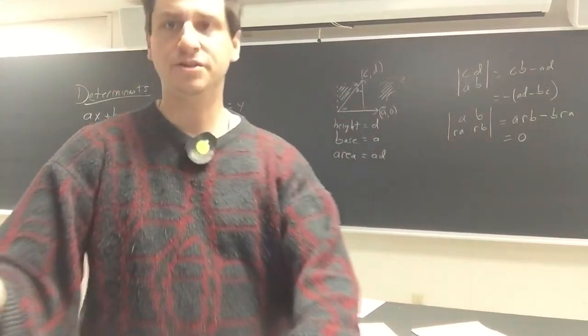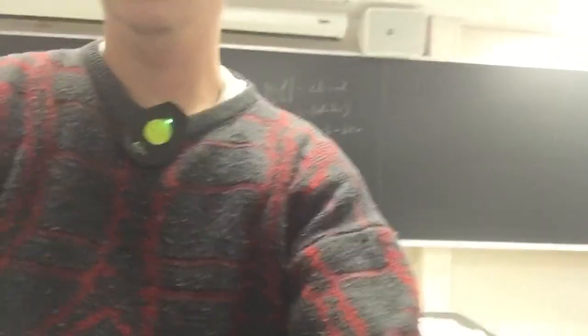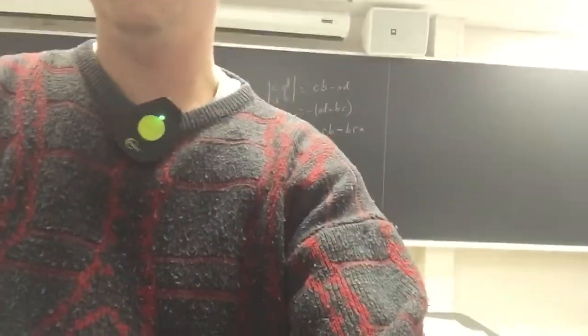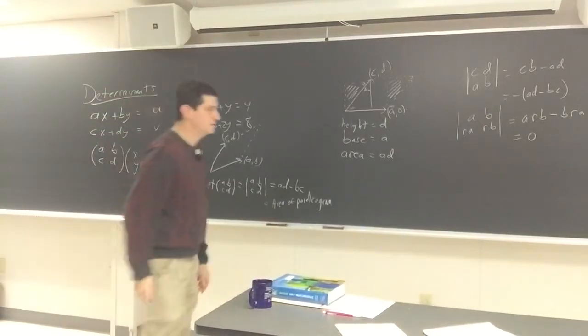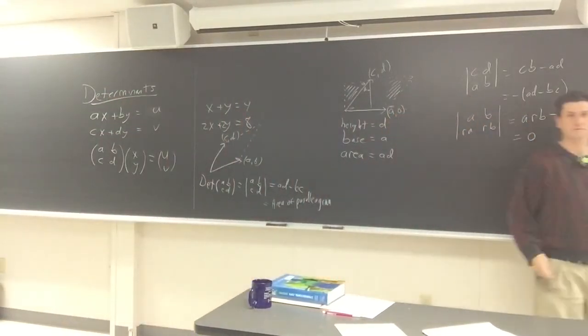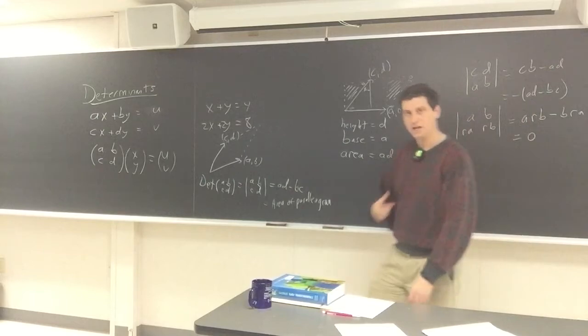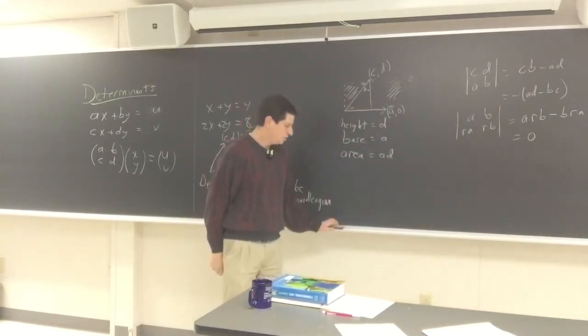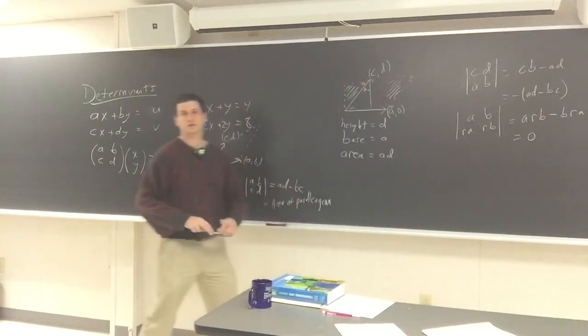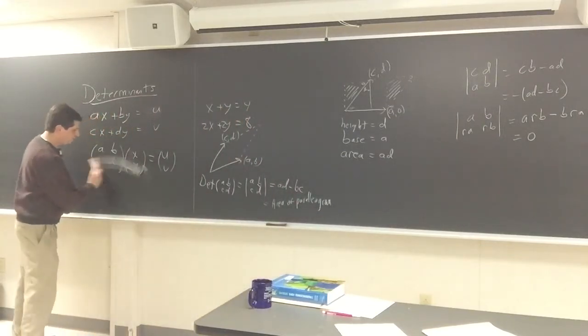So in the special case where the second vector is just a multiple of the first, we see that the area is 0. All right, so let's try to go back to the cross product. So I will state the formula.